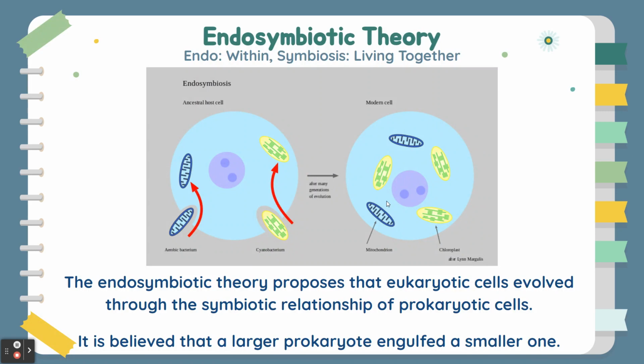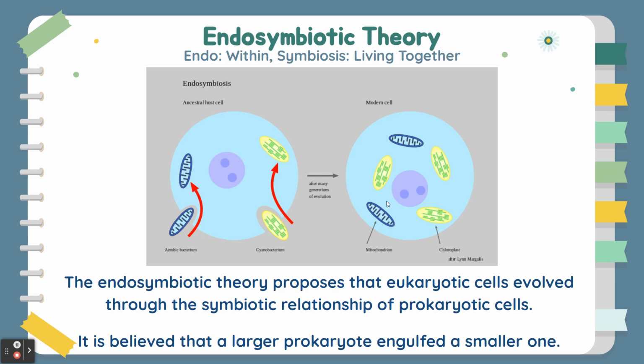The endosymbiotic theory. This is a well-supported scientific explanation for the origin of eukaryotic cells. According to this theory, organelles like mitochondria and chloroplasts were once independent, free-living prokaryotic cells that entered into a symbiotic relationship with larger prokaryotic cells.